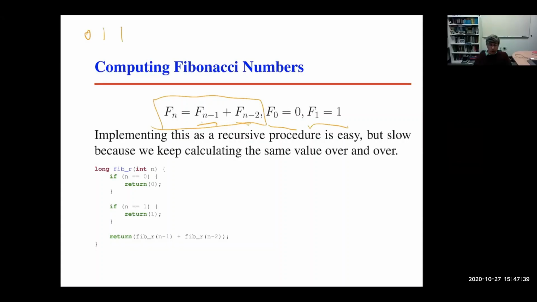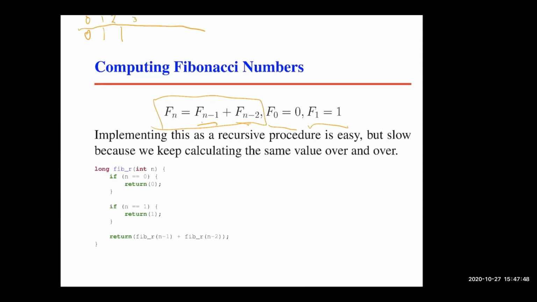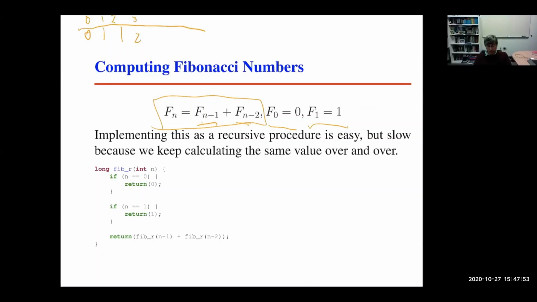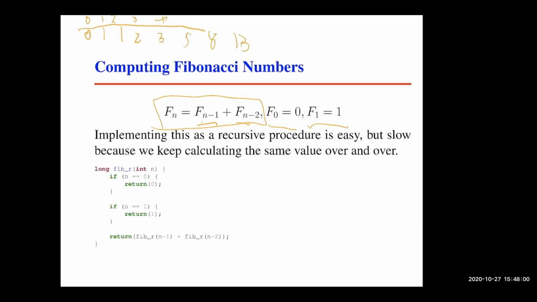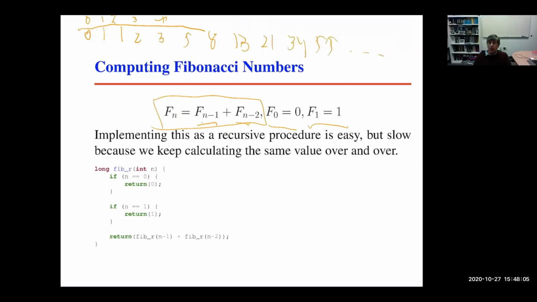What is the third Fibonacci? This is the 0th, first, second. What is the third Fibonacci number? 2. Okay. What is the fourth Fibonacci number? Should be 3, 5, 8, 13, 21, 34, 55, and so on. Okay. Has everybody seen the Fibonacci numbers? I'm kind of assuming you've seen the Fibonacci numbers.